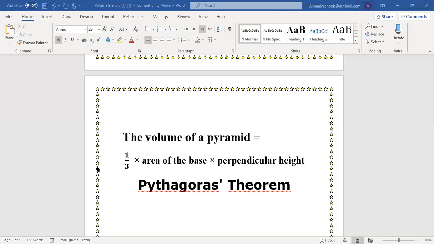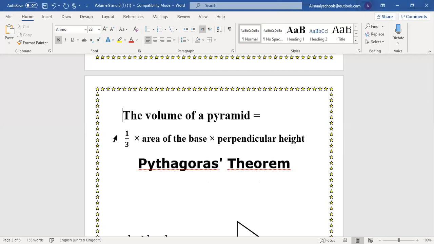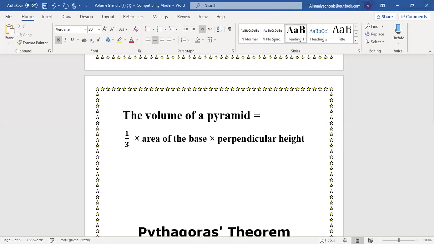First of all, it will be 1 over 3 multiplied by 5 multiplied by 4. The shape of the base, is it a square or a rectangle? Rectangle, because we have two different dimensions, 4 and 5. So how to calculate the area of the base? The area of the base will be length multiplied by width, so 5 multiplied by 4, which is 20.